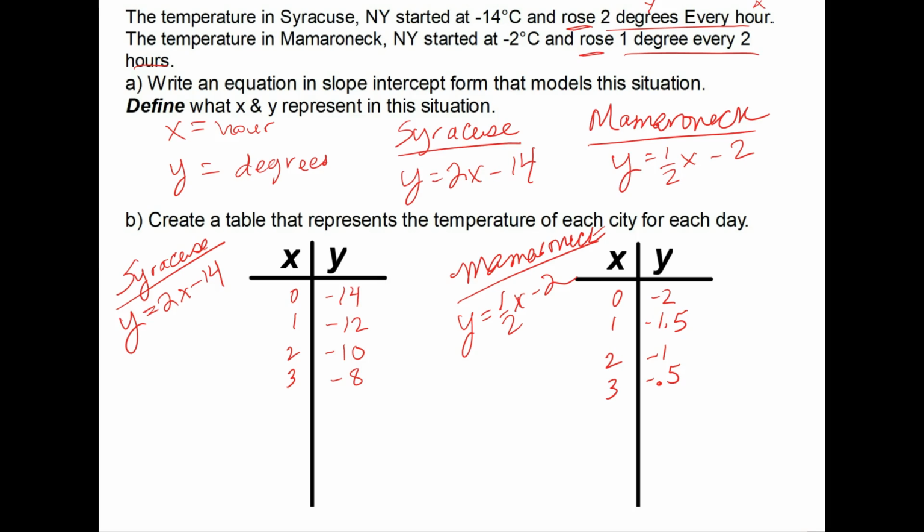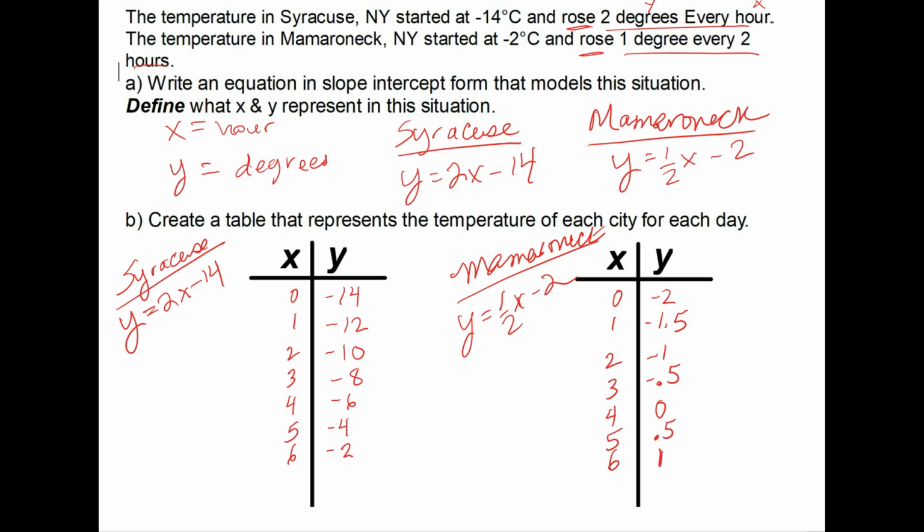So what do we got to do? We got to keep going. So we got to go to 4, 5, 6. Try 3 more. Over here, we're adding 2 each time. So we got negative 6, we get negative 4, and we get negative 2. Over here, we're adding 1/2 each time. For 4, 5, 6, add 1/2 here, you get 0. Add 1/2 here, you get 1/2. Add 1/2 here, you're at 1.